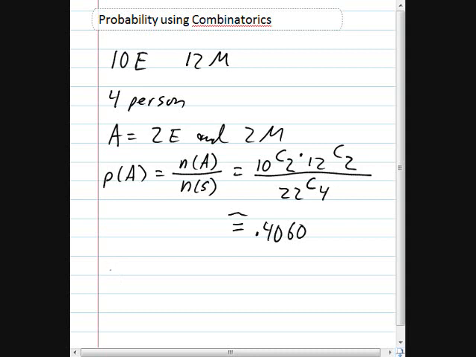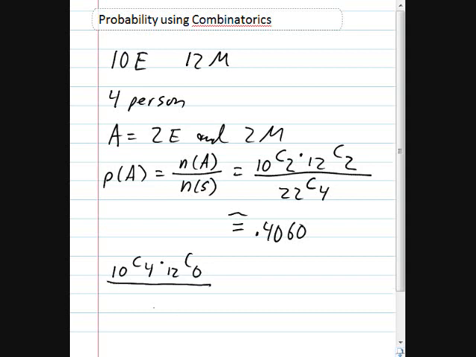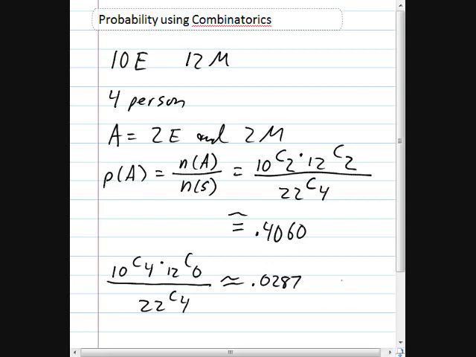The probability that we have 4 engineers: first we have to count up the number of ways we could get 4 engineers. So out of the 10 engineers, we choose 4, and out of the 12 marketers, we choose none. Then we divide this by the sample space: out of the 22 people, we're choosing 4. If you work this out, you'll see that it's approximately equal to 0.0287, which is roughly a 3% chance. So it's very unlikely that 4 engineers would be chosen for this committee.